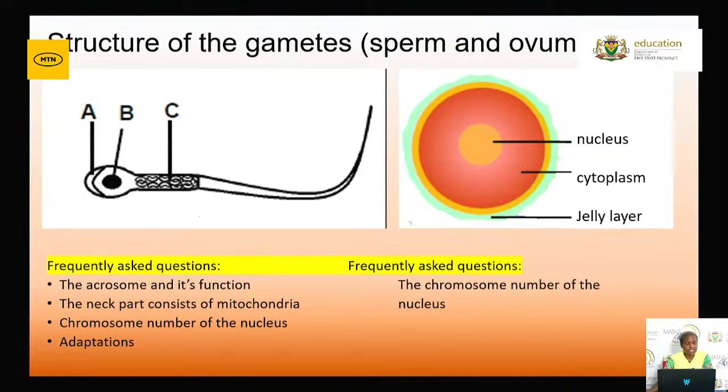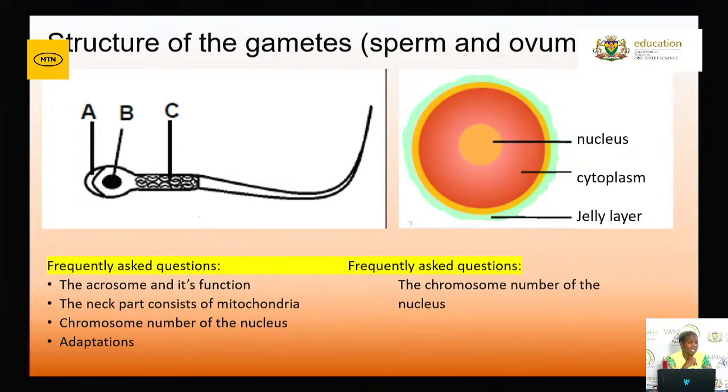And we move to the structure of the gametes, the sperm and ovum. I know that you don't have a problem with the structure of the sperm, or maybe it is because you are the sperm that won. I don't know. But most of you, I know that you know the structure, together with the labels and the functions. And also, it has been stated in your examination guideline that you must also know the structure of the ovum.